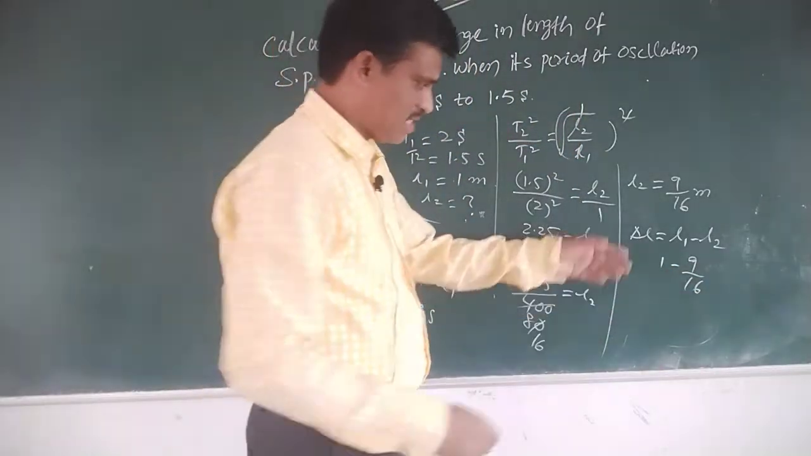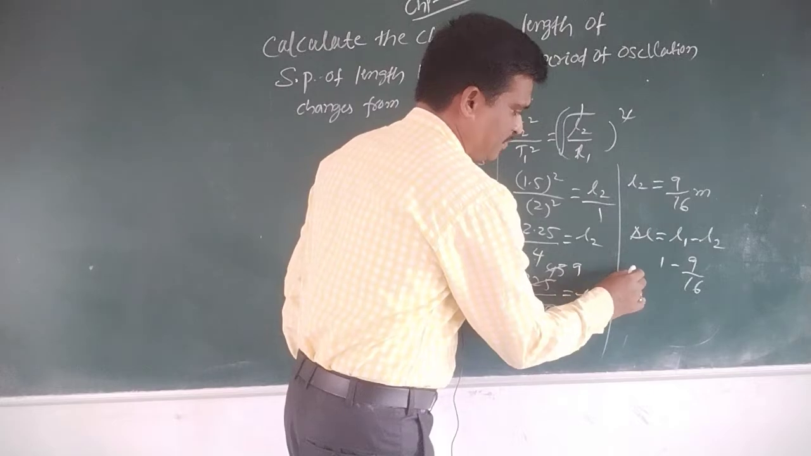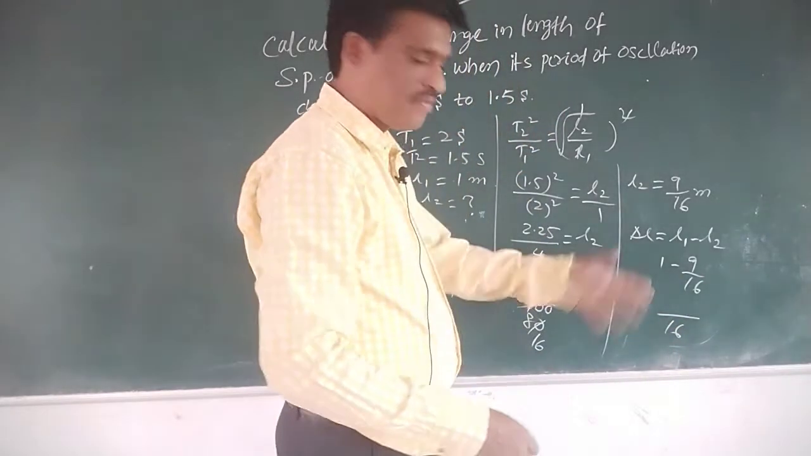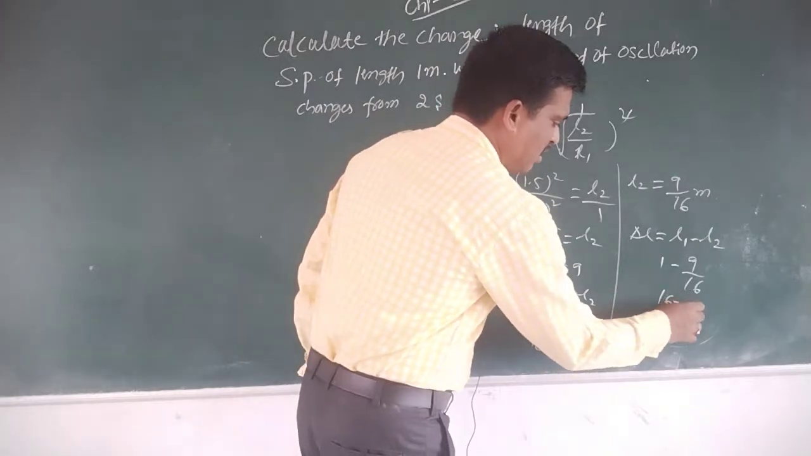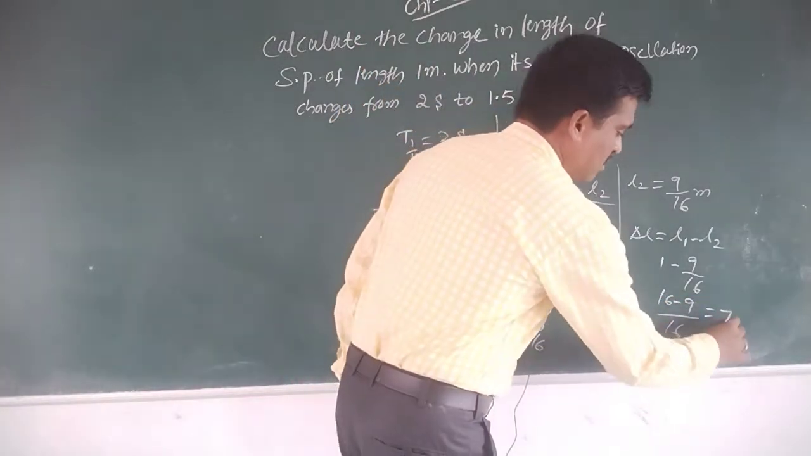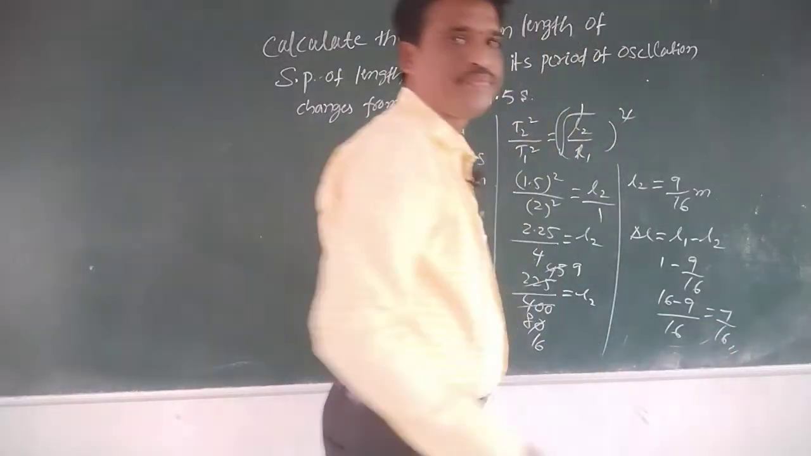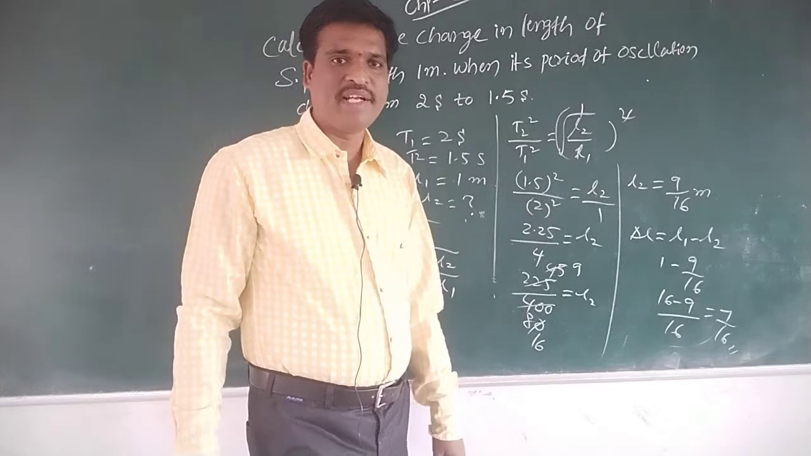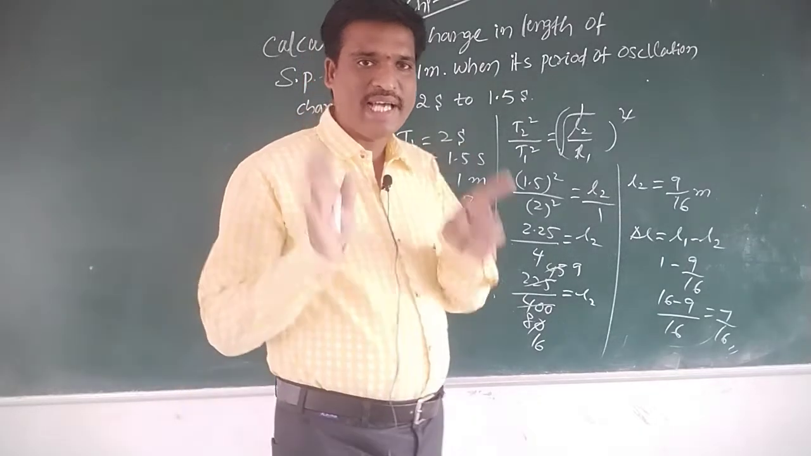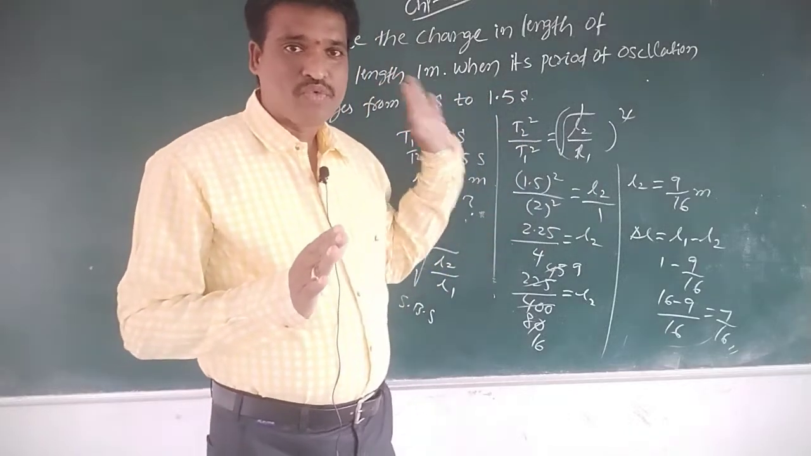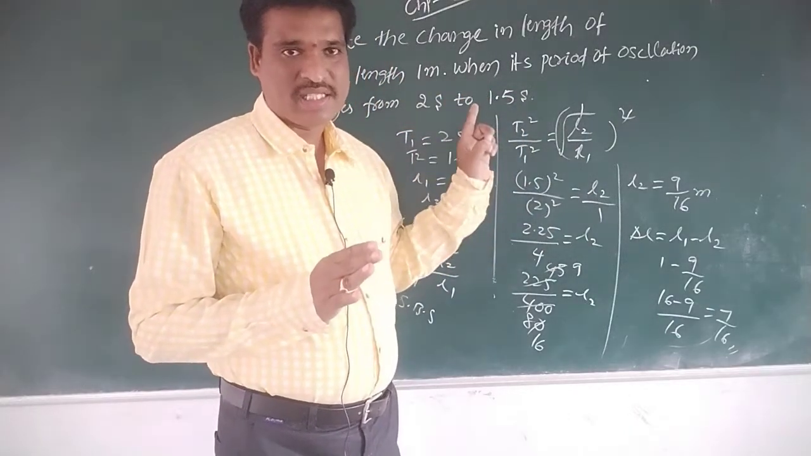Is it clear? Next, take cross multiplication. What is the addition? 16. 16 minus 9, that is equal to how much? 7. 7 by 16. This is the final answer. 7 by 16 is the final answer. Is it clear? This is most important for 2 marks in lesson number 8.